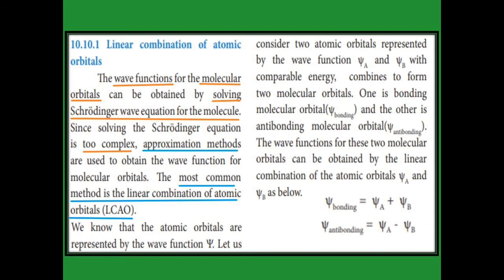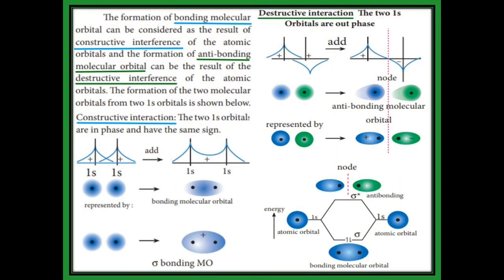When we combine these two orbitals, we get the bonding molecular orbital, psi bonding, by adding psi A plus psi B. Then the antibonding molecular orbital, psi antibonding, we get by psi A minus psi B. Constructive interference of atomic orbitals forms the bonding molecular orbital. Destructive interference of atomic orbitals forms the antibonding molecular orbital.